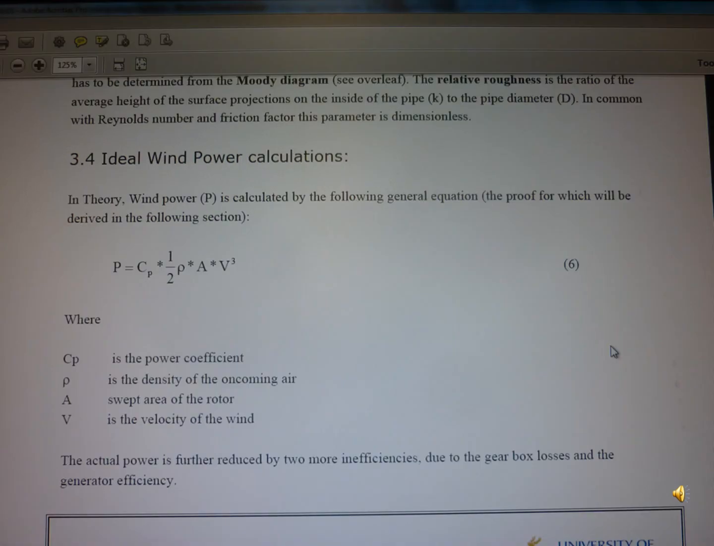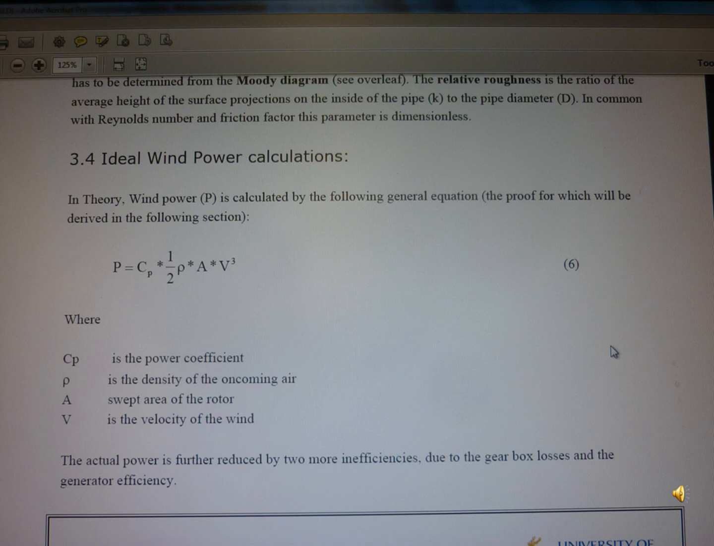What is the ideal wind power calculation? In theory, wind power P is calculated by the general equation: P equal to Cp multiplied by half multiplied by rho multiplied by A multiplied by V power 3. In this case, Cp is the power coefficient, rho is the density of the incoming air, A is the swept area of the rotor, and V is the velocity of the wind. So those are the ideal wind power calculation of the wind turbine.